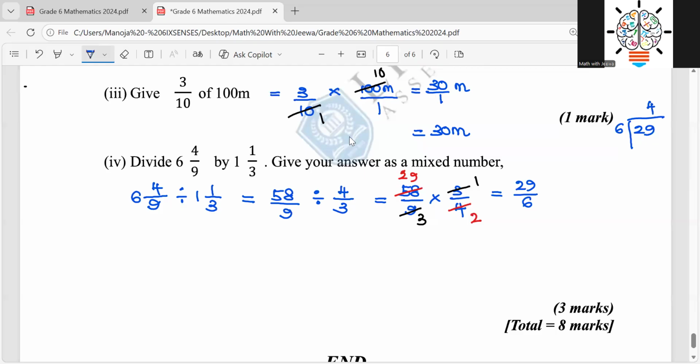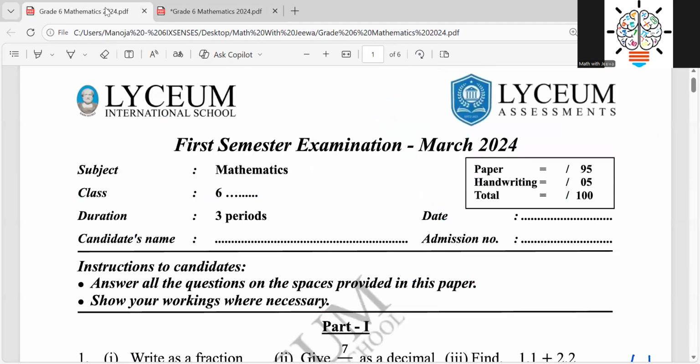6 times 4, 24, and 5 remainder. And how am I going to write the answer? 4 and 5 over 6. This is the answer. We are done with the paper, right? So please keep in touch. So this is the 2024 paper.